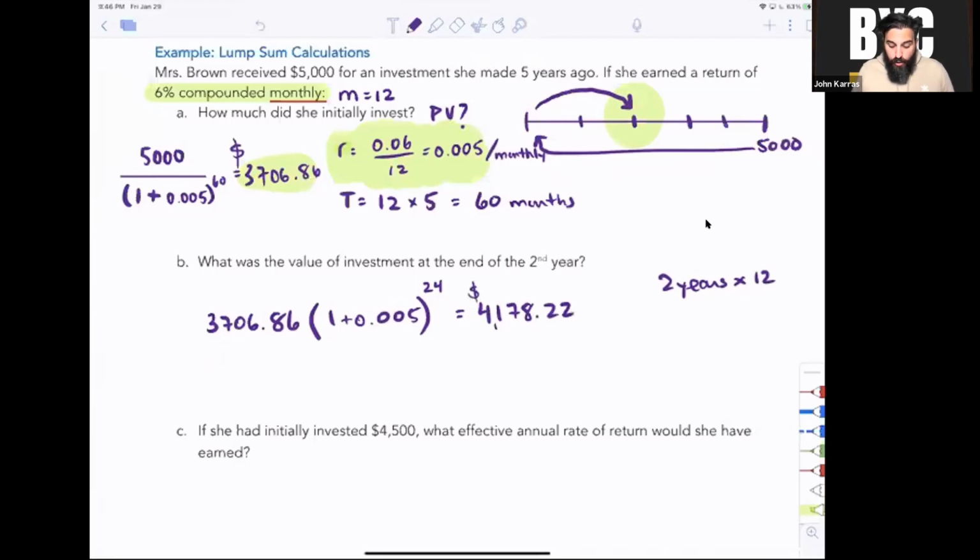If you got a smaller number than 3,706, maybe you divided it again, right? Maybe you went even further back in time, which isn't what the question asked you, right? It asked you, what was the value at the end of the second year?